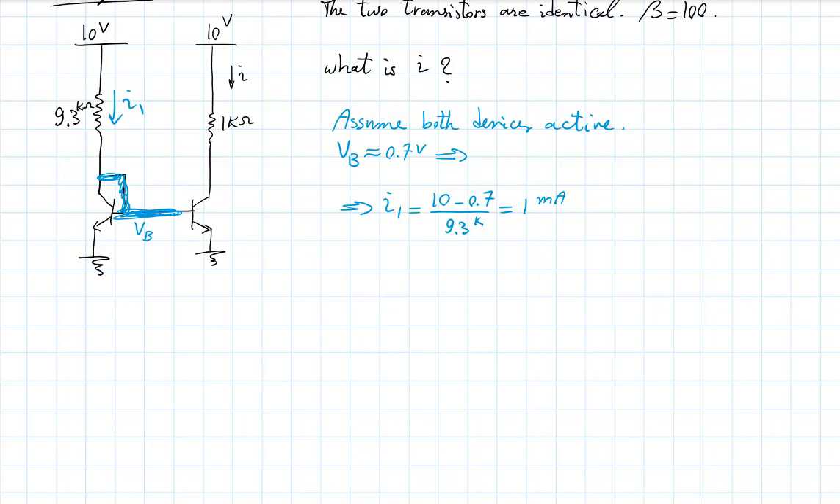Now that current I, if I try to focus in on here, to give myself more room, that current I is a sum of this collector current, let's call this IC1, and then IB1 and IB2. Right? That current I1 is IC1 plus this, which is IB1 plus IB2 by KCL.